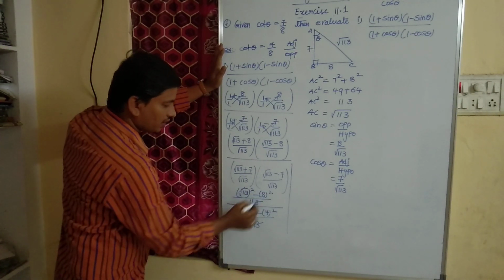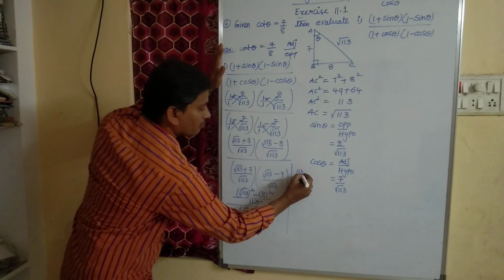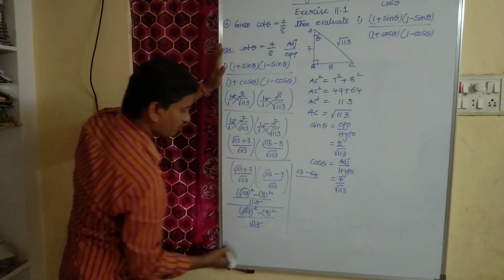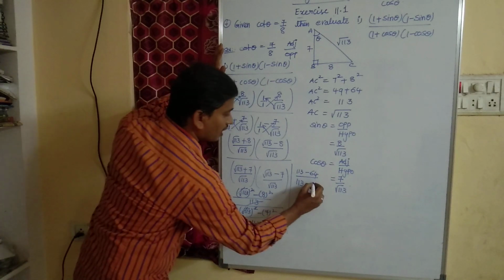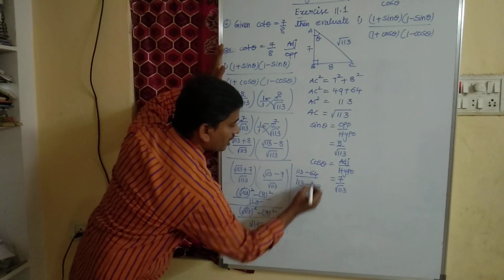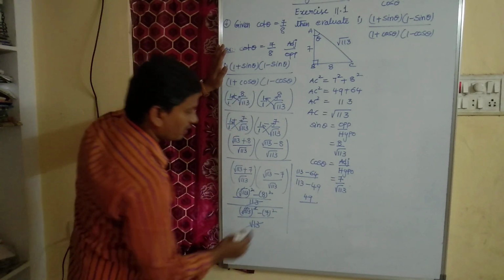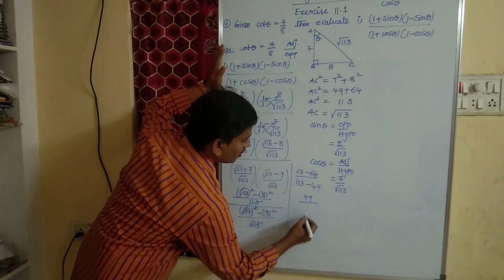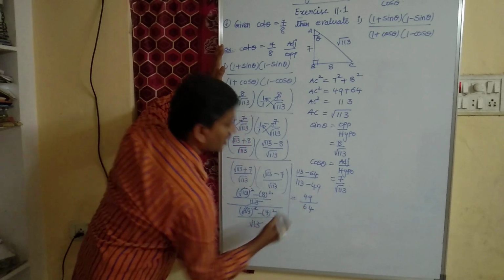Square root gets cancelled. 113 minus 8 square value 64 divided by 113 minus 7 square value 49. So 113 minus 64, 13 minus 4, 9, 10 minus 6, 4. 49 divided by 13 minus 9, that is 4, 10 minus 4, 6. So what is the answer children?